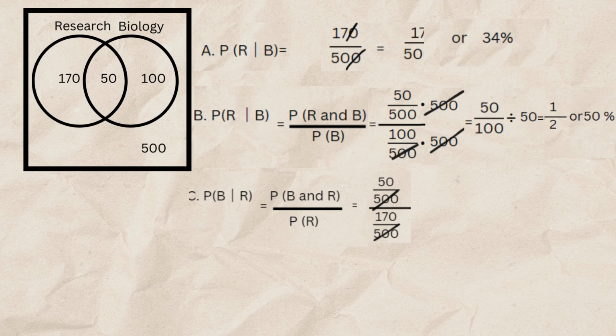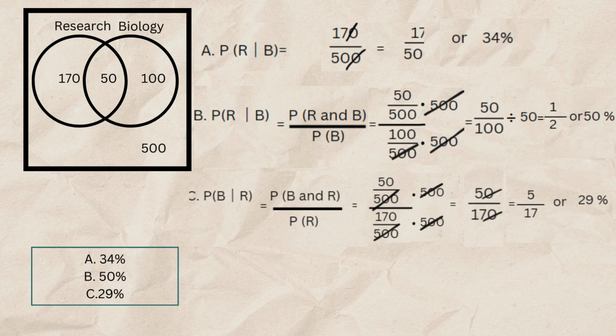And lastly, P of B given R, the probability biology will happen given evidence R, equals P of biology and research over probability of research. So we have 50 students over 500 students, over 170 students over 500 students.